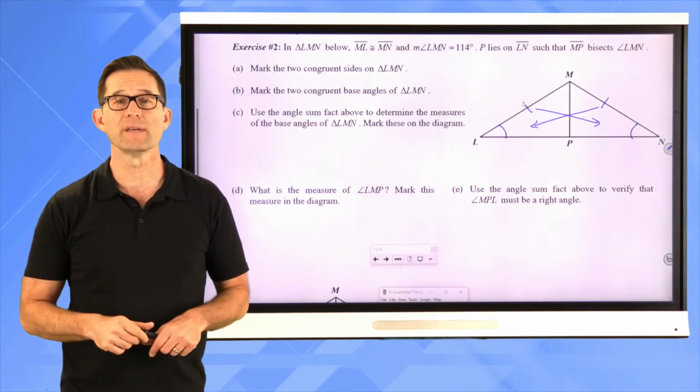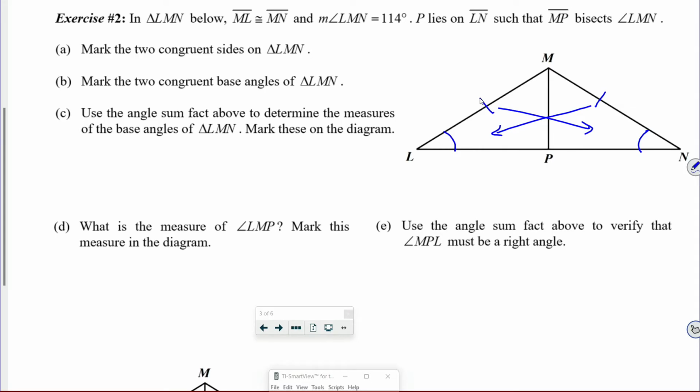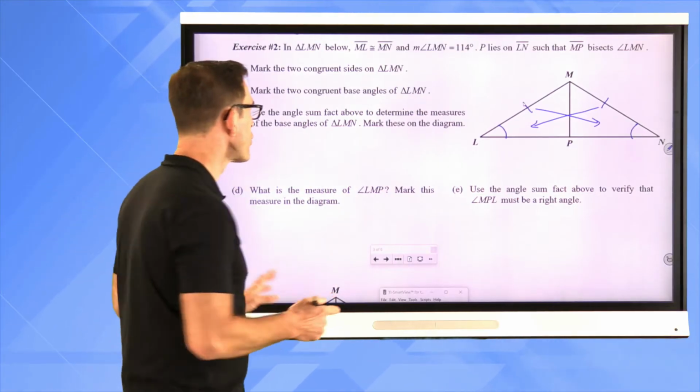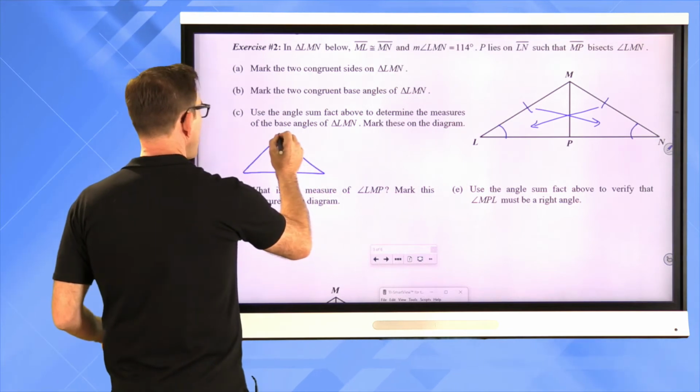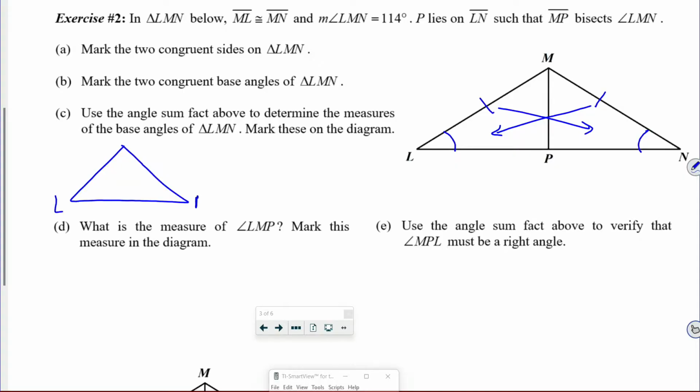All right, let's take a look at letter C. Use the angle sum fact above to determine the measures of the base angles of triangle LMN. Mark these on the diagram. Let me draw this diagram without that angle bisector thrown in. So we've got LMN. We know that this angle is 114 degrees, and we know that those two angles are equal.